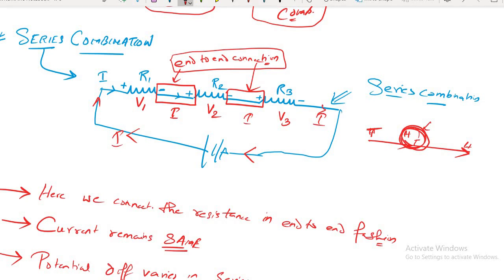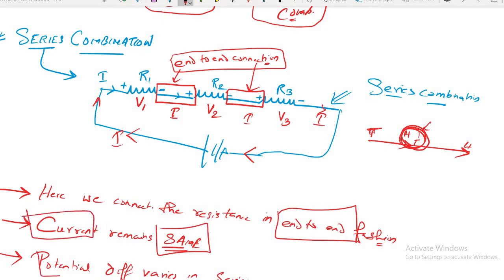So there are 3 thumb rules that you have to remember. That in series connection, resistances are connected end to end, number 1. Number 2, current remains same. And potential difference varies. Clear? Okay.